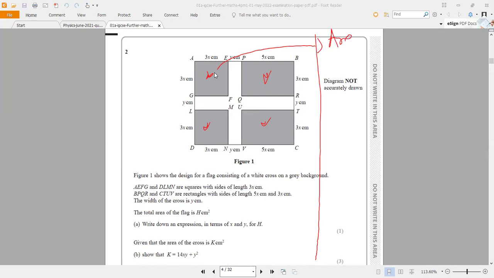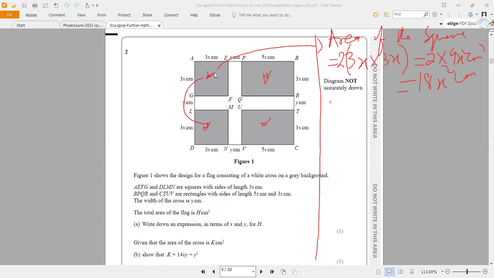Area of the squares. So it will give us 3x times 3x times 2, since there are 2, these 2. So we have 2 times 9x squared centimeters squared, which is 18x squared centimeters squared. Now the area of the rectangles.